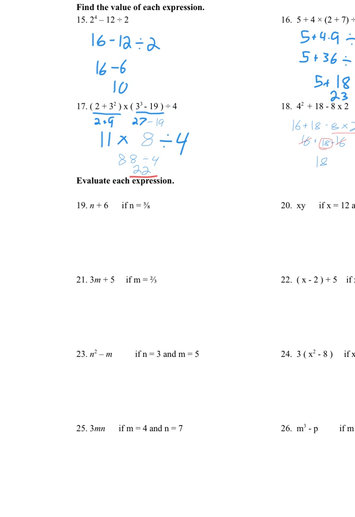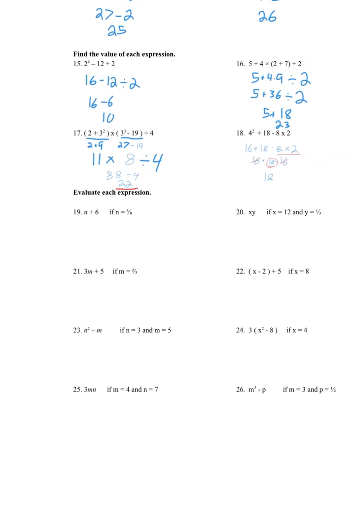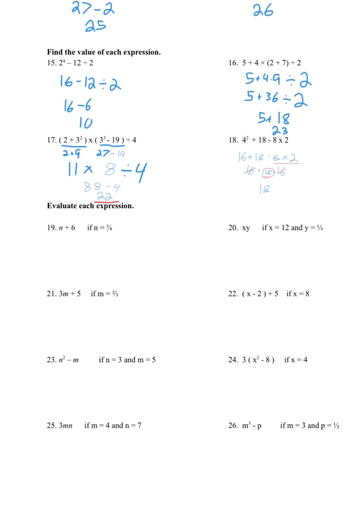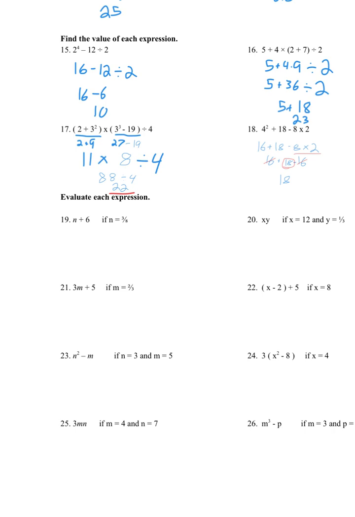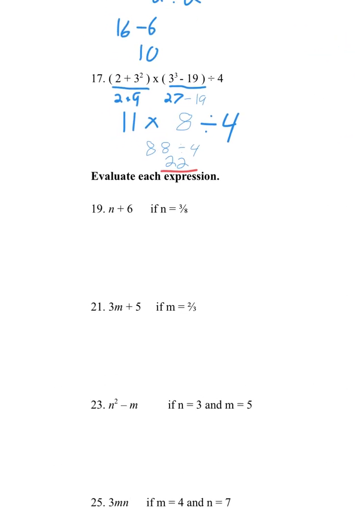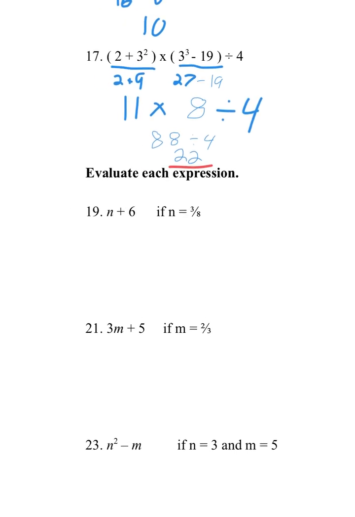Looking at the next section, 19 through 26, we are looking at the plug and chug, where we have variables that represent numbers, and we just have to plug them in and solve or evaluate. So if we put in our 3/8 for n, it'll be 6 plus 3/8. When you add 6 and 3/8, that's what you get, 6 and 3/8.